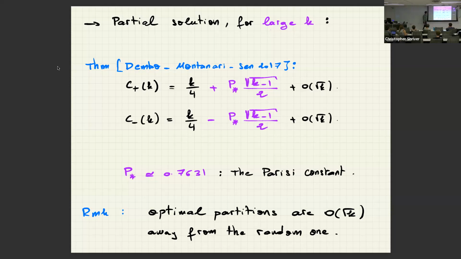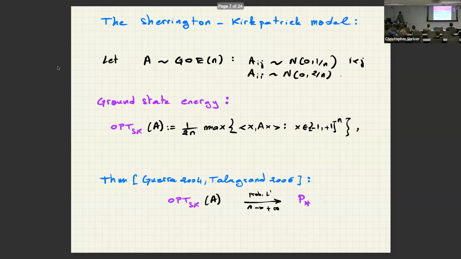I want to point your attention to this particular number. It's called the Parisi constant, and I'm going to explain where it comes from. Its numerical evaluation is 0.7631. Please stop me at any time. I'm happy to not go through the entirety of the deck. This is Friday at 5.